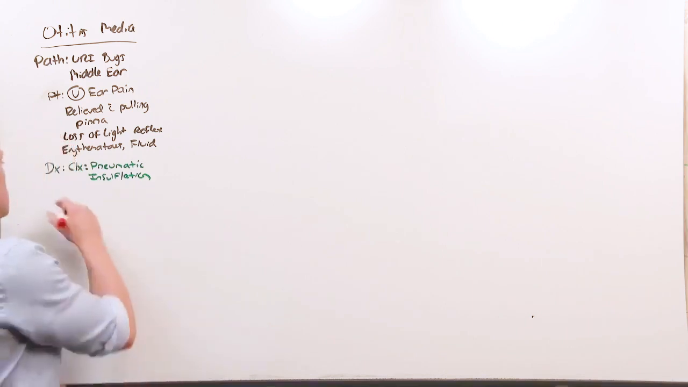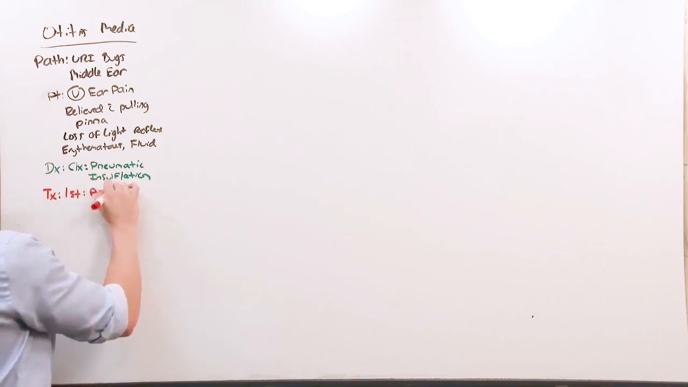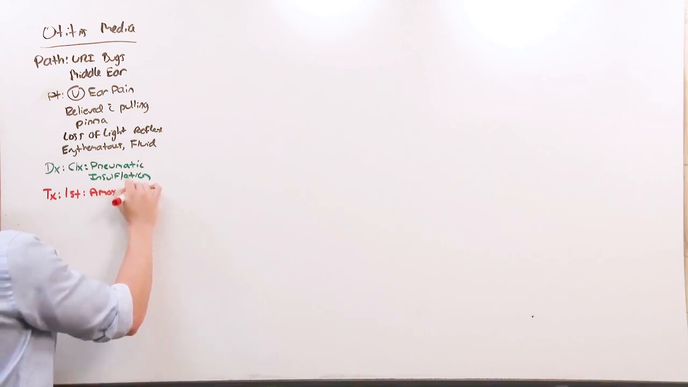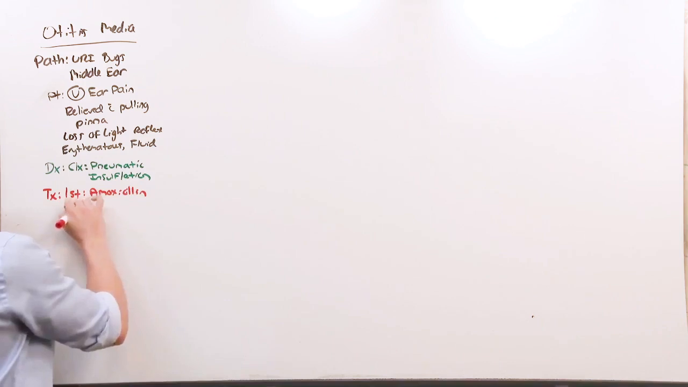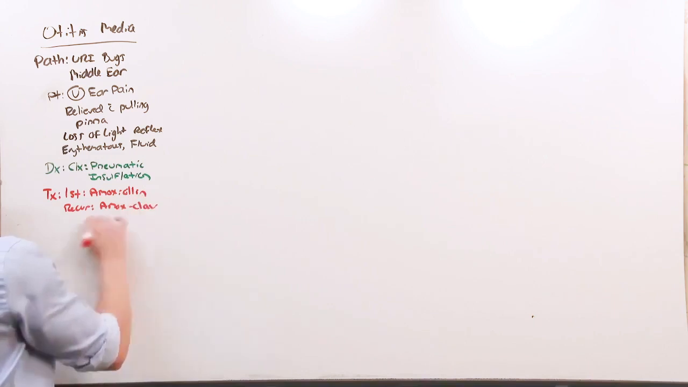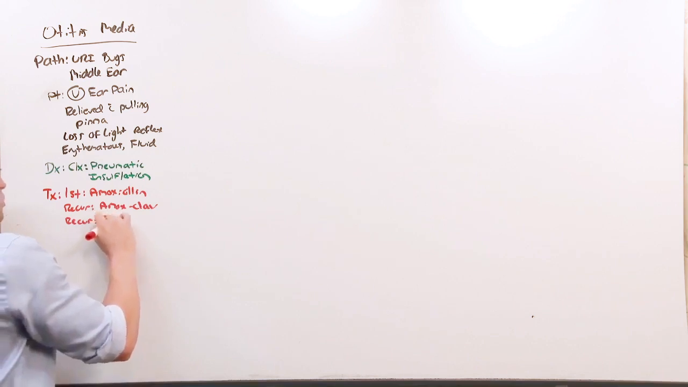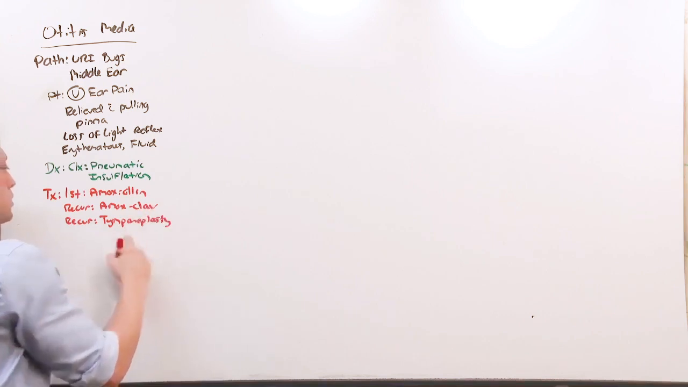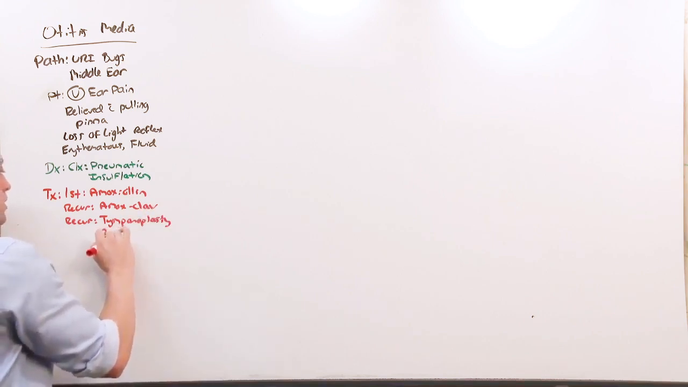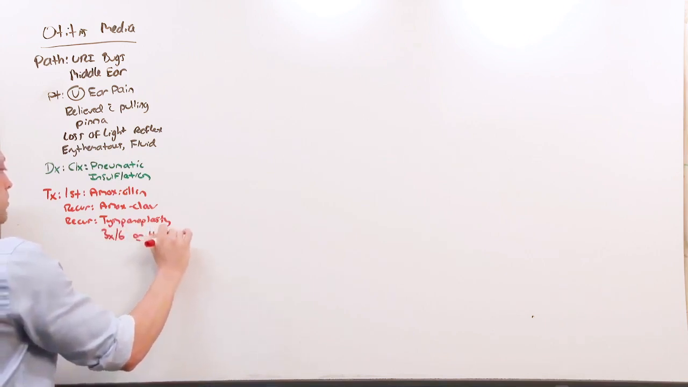Now, the treatment for otitis media is sort of difficult. What I want you to remember is the first-line therapy is amoxicillin. For those who recur, you're going to add clavulanate to the amoxicillin. For those who recur and recur and recur, you're going to do ear tubes, which is tympanoplasty. And you'd use ear tubes if you've had 3 occurrences in 6 months or 4 occurrences in a year.